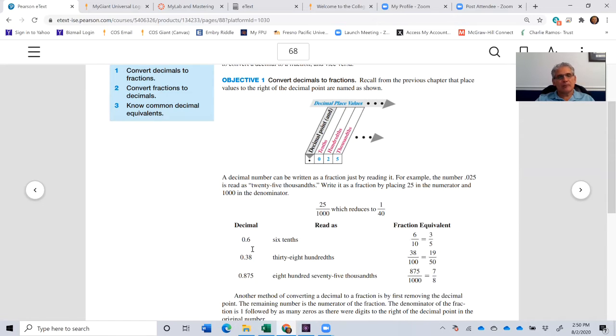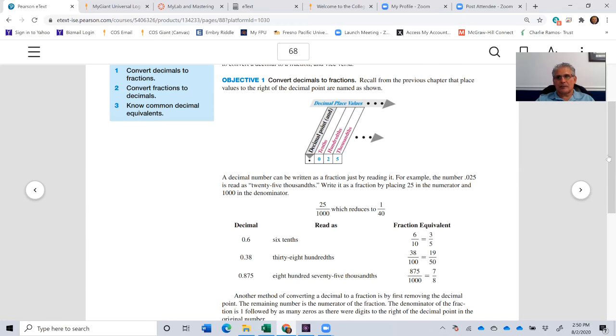So if somebody presents the number 0.6 and you're thinking, well, how do I write the fraction for that? Just say it. 6/10. 6/10 is how you say it. You write 6/10, and then that can be further reduced to 3/5. So 6/10 is equal to 3/5.